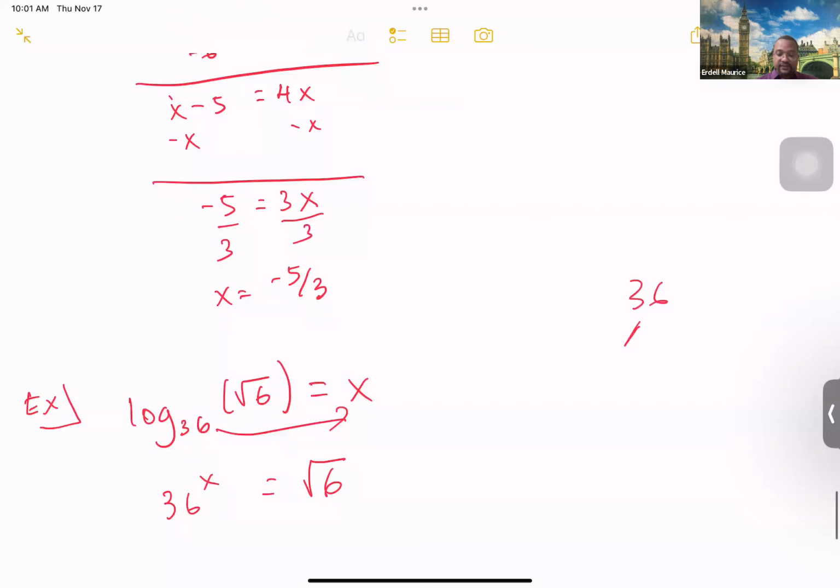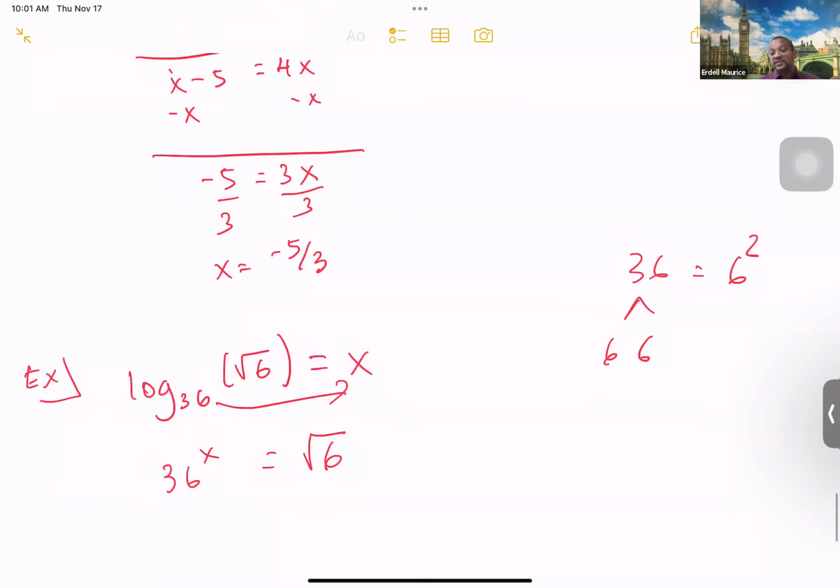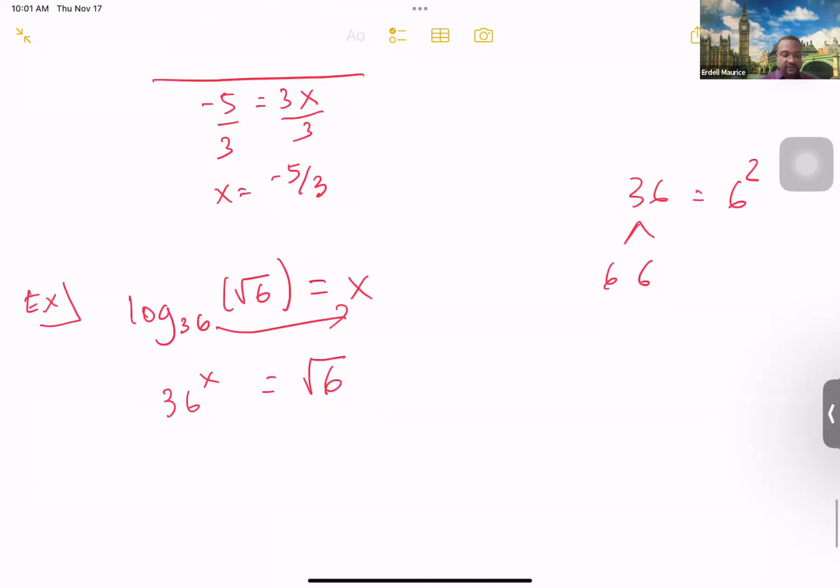Now, 36 is 6 times 6, that's going to be 6 squared. Okay, notice in this special case, I'm not breaking down to 3 and 2 because I need to get the bases the same. And so I'm just going to use the 6. So that's going to be 6 squared to the x, and you have to remember that a radical means that you have a fractional power. Square root of 6 is 6 to the 1/2 power.